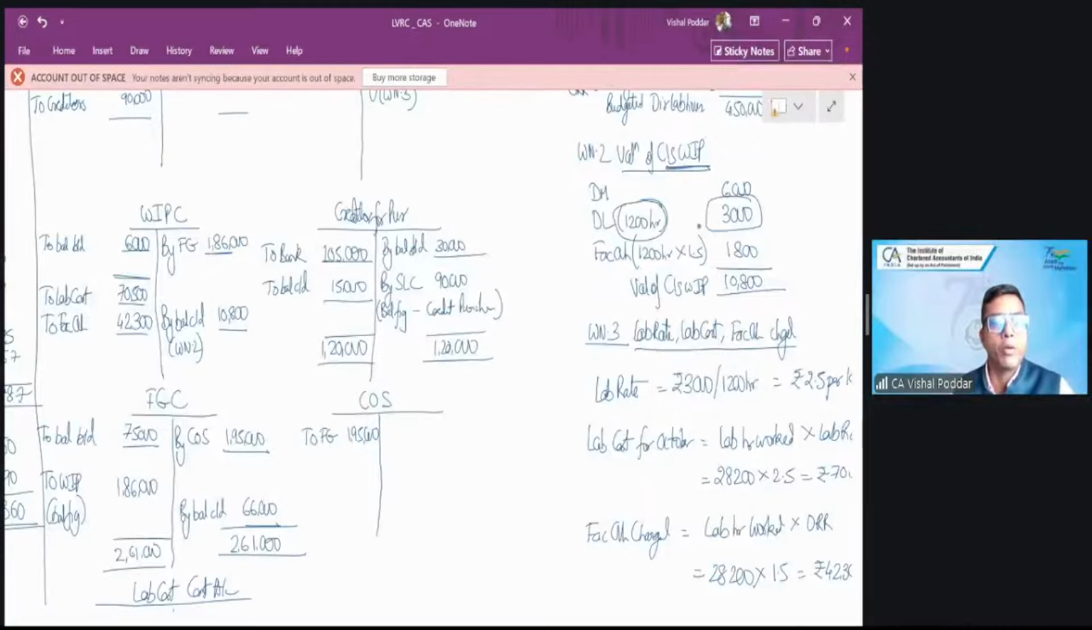Now I'll find out the balancing from here, which represents material. -42,300. So I get the balancing here as 78,000 representing the material. So this account is closed.